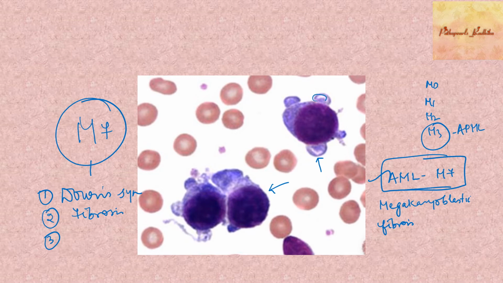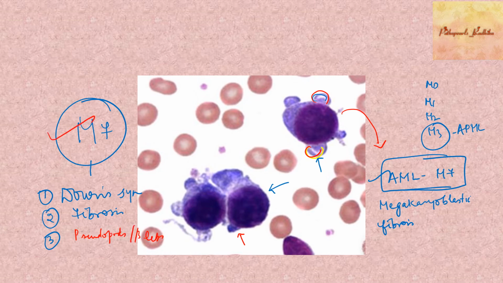They have certain projections. Are you able to see these projections? So these are cytoplasmic blebs. See here, these are pseudopods or projections or cytoplasmic blebs, which are more commonly associated with AML M7. So they are associated with pseudopods or cytoplasmic blebs.